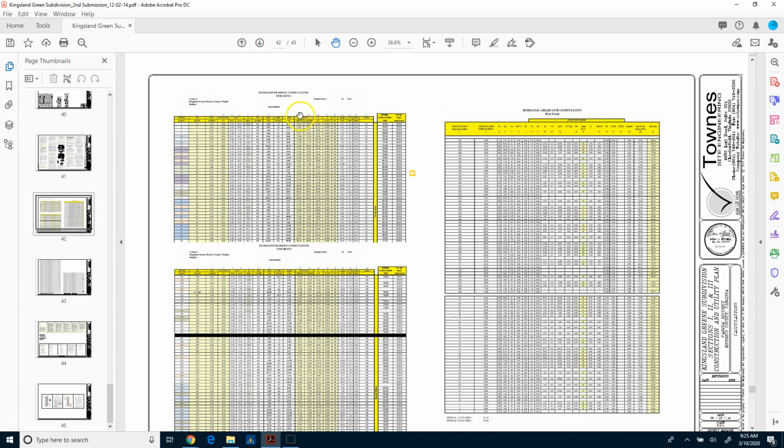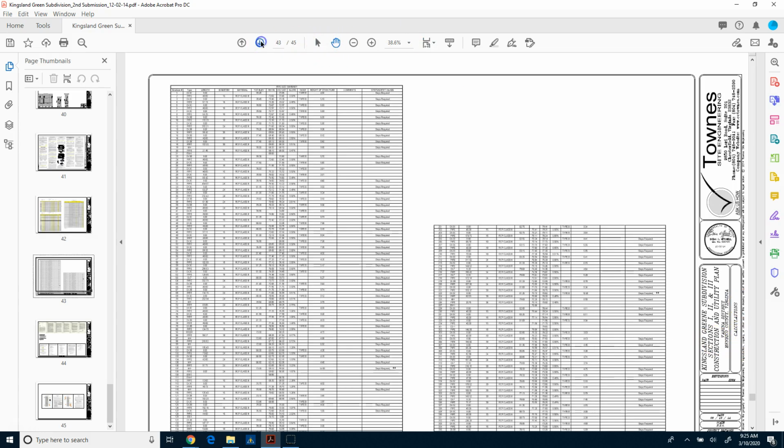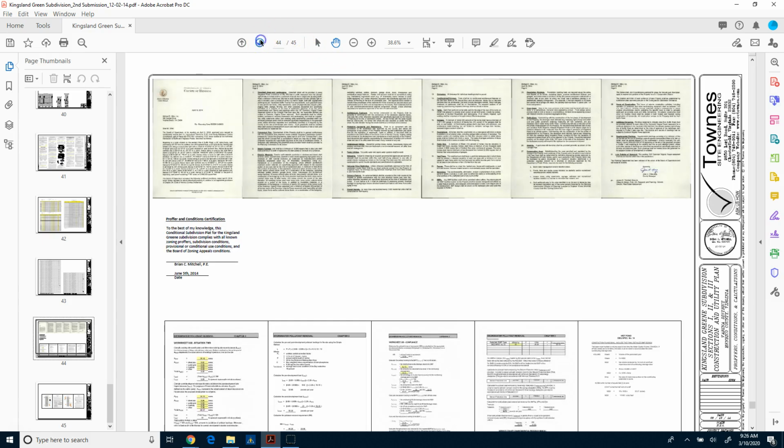The next one here, this is some of the hydraulic computations of how they did all the hydraulic areas. So it's a calculation sheet. Same thing here, some more calculations. These are all the storm sewer sheets that show the type of storm sewer structure, pipe length, slopes, materials, all that good stuff. And here's another one that is basically proffers, conditions, and other calculations.